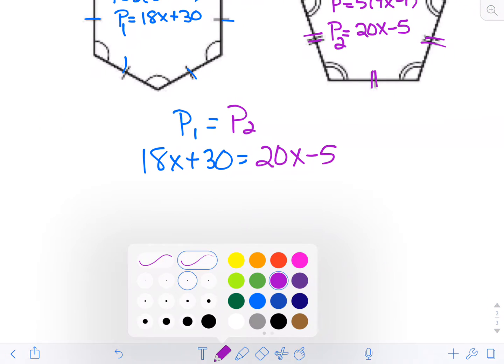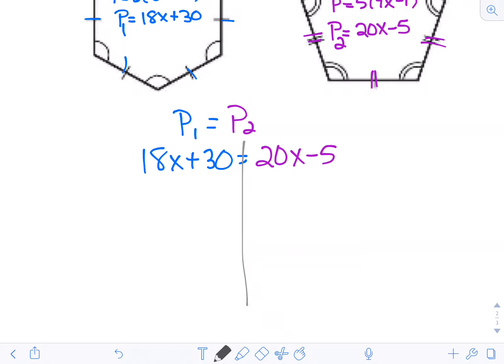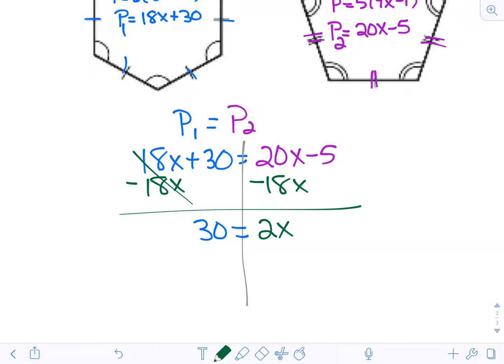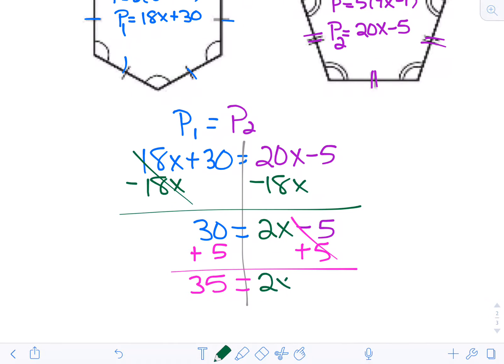So I'm going to go ahead and solve for x. I'm going to move my smaller x, which is 18x, so I'm going to subtract it from both sides. So we still have a 30 left over. 20 minus 18 will give me 2x, and I still have a minus 5. Okay, well now I'm going to get rid of the 5 by adding it to both sides. So we have 35 is equal to 2x. And then we're going to divide both sides by 2. So x is equal to 35 divided by 2, which is 17.5.